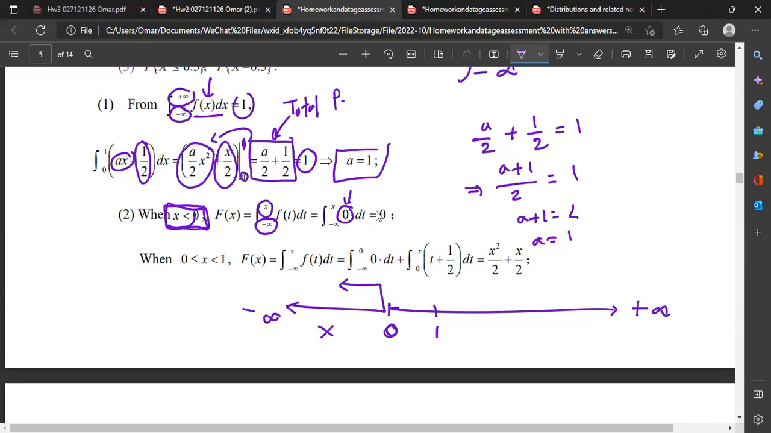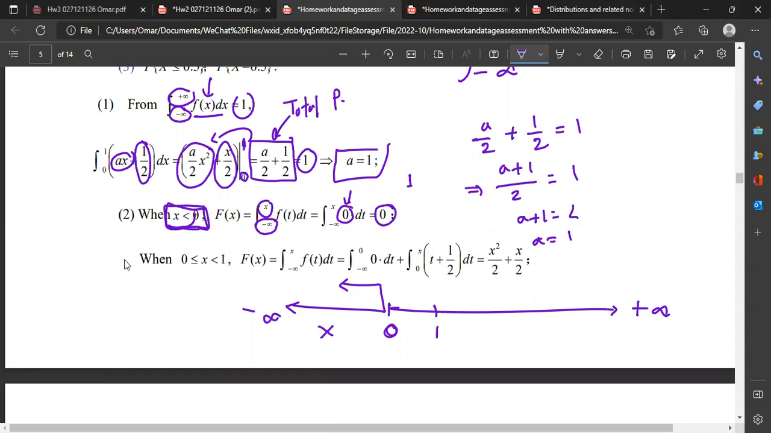So the integral of 0, maybe 1, right? What is the integral of 0? Maybe it will be x. It should be x, maybe. Just a second. So the integral of 0 is 0. That's why the final answer here is 0, okay?